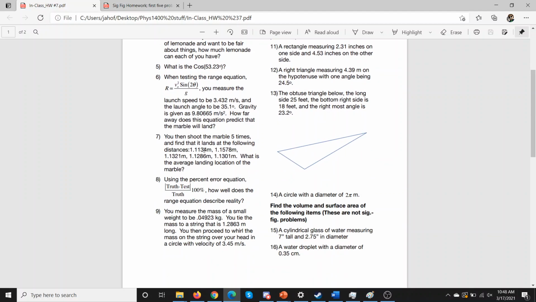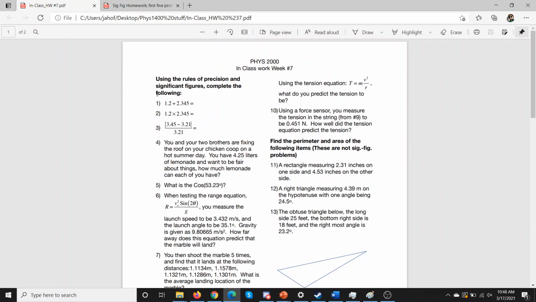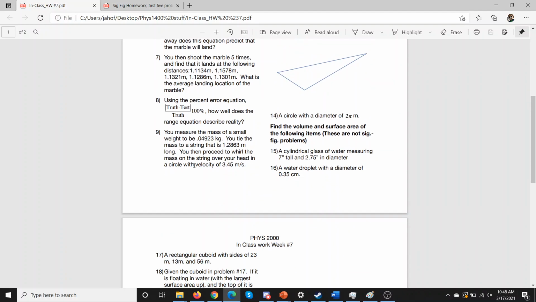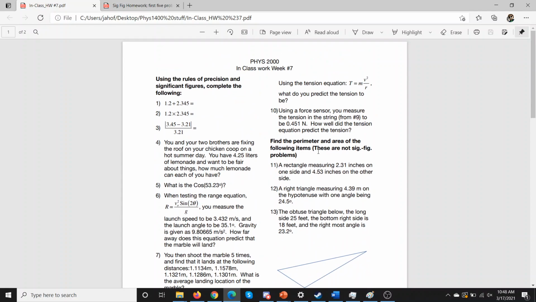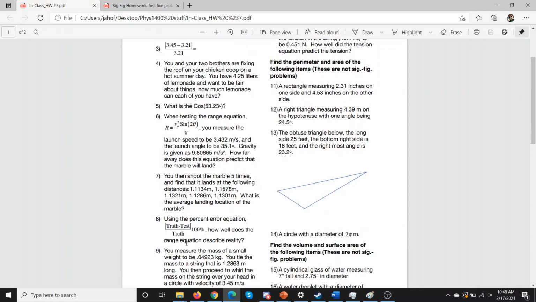The bulk of this assignment, at least the first half of it, is about sig figs. So the first 10 questions involve significant figures. The second set of 9 questions are more geometry-based, and we'll be looking at those together on Friday. For today, please go ahead and look at the first 10 significant figures problems.